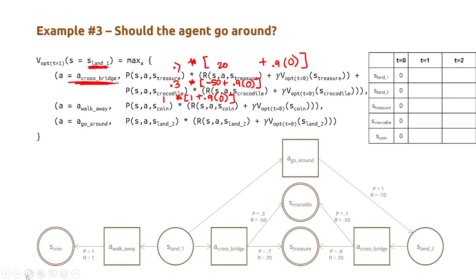Lastly, we calculate the value of this path. So given the action go around, what is the probability that you will land at S2? It is 1, times the reward, which is negative 10, plus 0.9 times the value of S2 at time t equals 0. So it is 0.